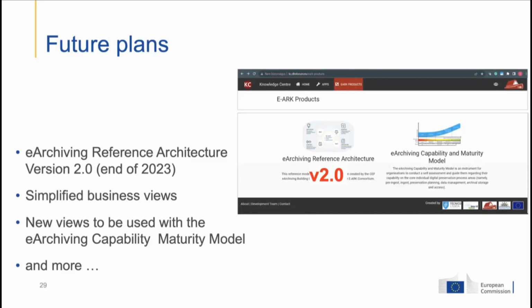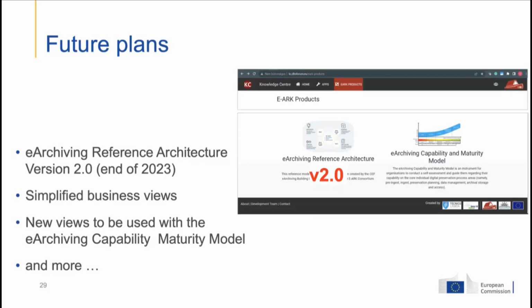A few words about our future plans. We are planning to publish 2.0, a new version, by the end of this year, or at the latest the beginning of next year. We will include these simplified views. The original views have been simplified. We will have those, and we will additionally have the maturity model views that speak with the maturity model, and more. And what's more, I will talk about in the next presentation.